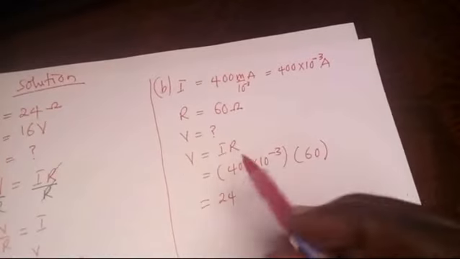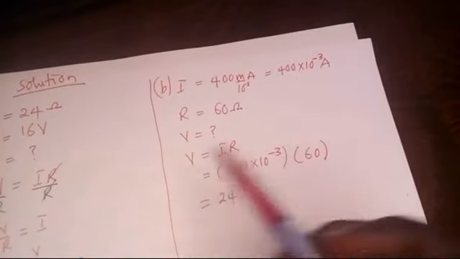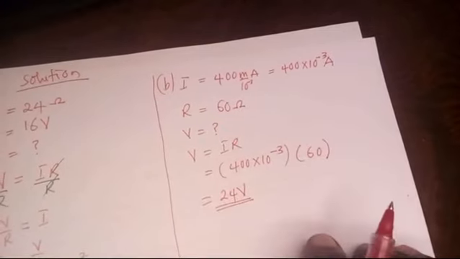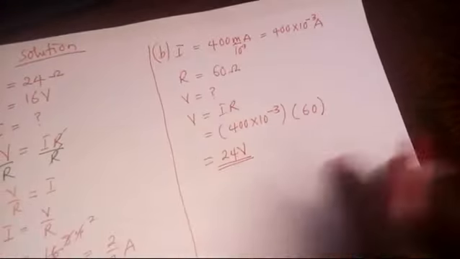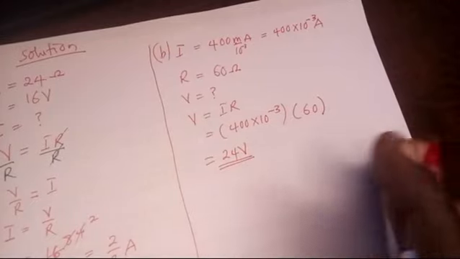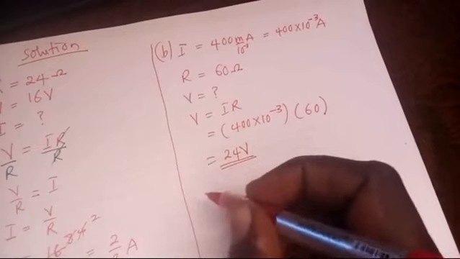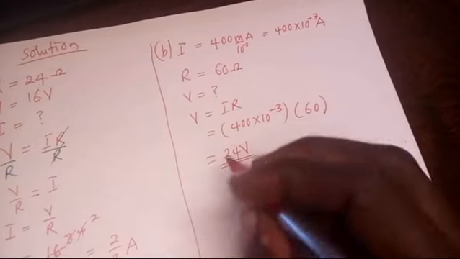We ask ourselves, what is the SI unit of V? And the SI unit of V is the volt, denoted by capital letter V. With this, we have solved the B part of the problem successfully. Then we go to the C part of the problem.